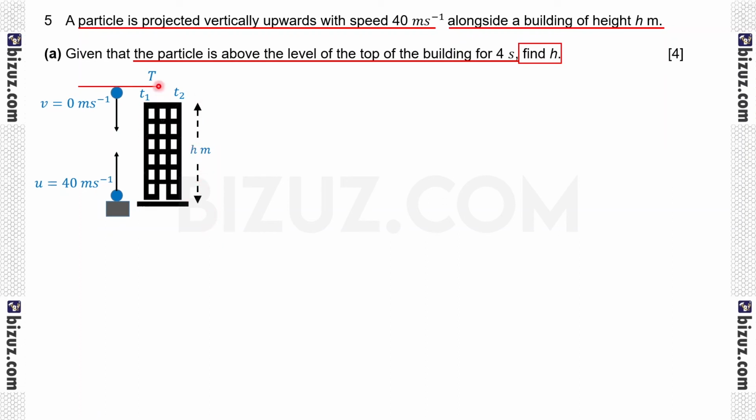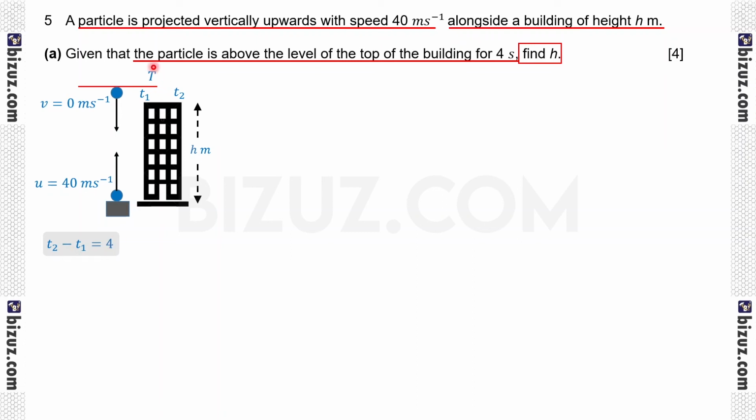Now first we can find the value of this capital T. But first we know that t2 minus t1 is equal to 4 from this statement that the particle is above the level of the top of the building for 4 seconds. So it stays above the level of the top of the building for 4 seconds, which is exceeds the level of the top of the building at time t1, and then again when it is falling down, it gains a height h meters at time t2 seconds. So it's t2 minus t1 should be equal to 4.